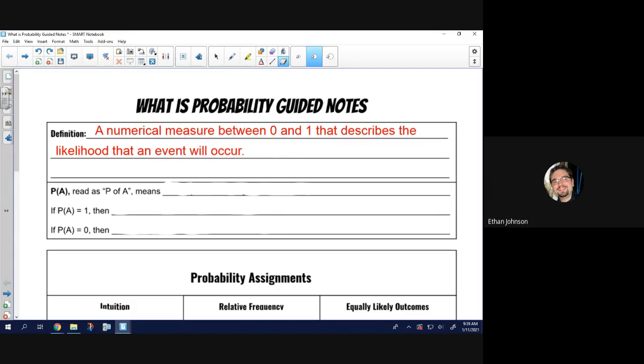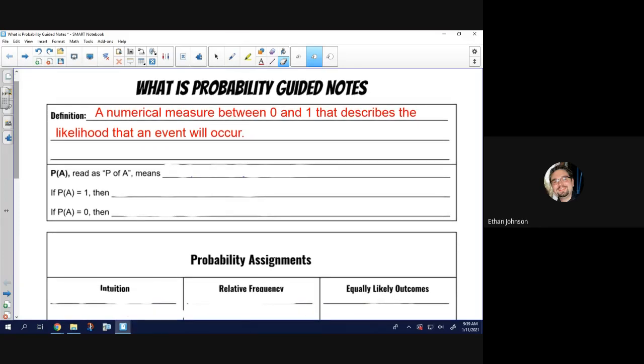Later on in this term, we're going to look at multiple events happening at the same time. But for this first unit, we're only going to be looking at a single event. Starting off, we have this P parentheses A, which is read as P of A. What that means is the probability of event A. So keep that in mind.